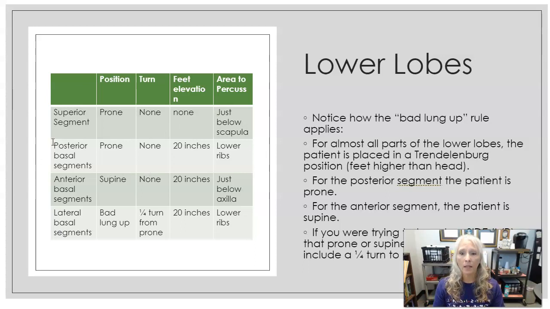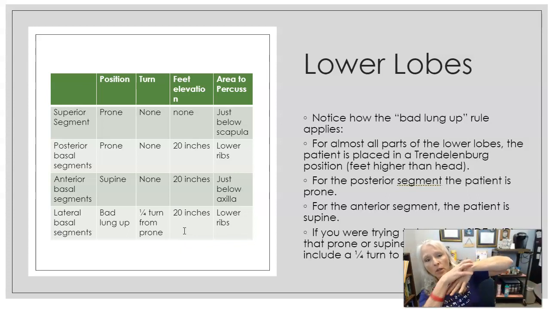If you're working on the basilar segments, whether they're posterior, anterior, or lateral, you're going to have the feet up a full 20 inches, so that you're going to tip the patient so that the fluids are running from those basilar segments, which touch the diaphragm, down towards the bronchi. So if it's a posterior basal segment, they're in prone. If it's the anterior, they're in supine. Or if it's the lateral, then they're going to be that quarter turn off of prone.